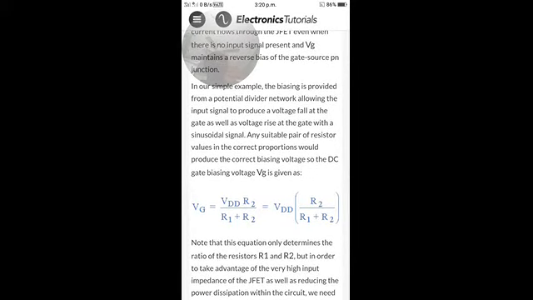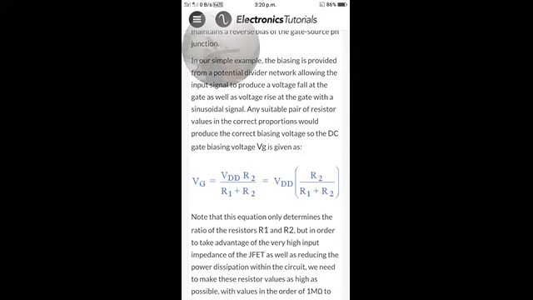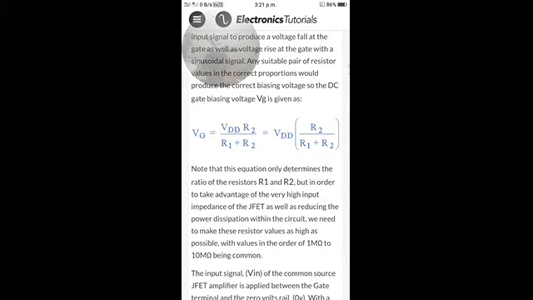This equation determines the ratio of the resistors R1 and R2. But in order to take advantage of the very high input impedance of the JFET, as well as reduce the power dissipation within the circuit, we need to make these resistor values as high as possible. So we have to select these values as large as possible, with values in the order of 1 megaohm to 10 megaohms being common.